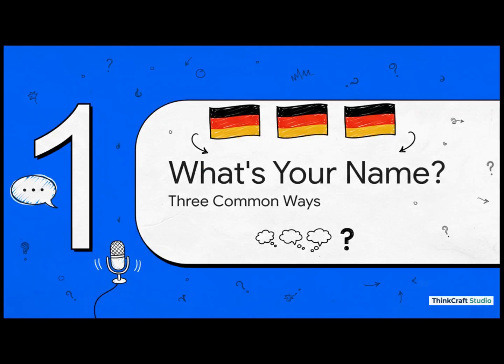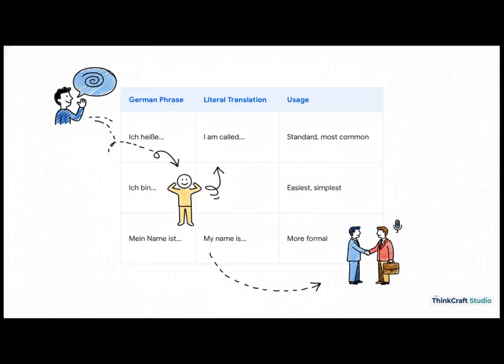First up, the most important part of any intro, your name. And what's cool is that in German, you're not just stuck with one way to say it. You've actually got 3 great options to choose from. Okay, so let's look at these. Your most common option is ich heiße, which literally means I am called. It's your go-to. For something a little simpler, you can just use ich bin, which, as you can probably guess, just means I am. And if you find yourself in a more formal situation, like a business meeting, mein Name ist is absolutely perfect. You can pick whichever one feels right.